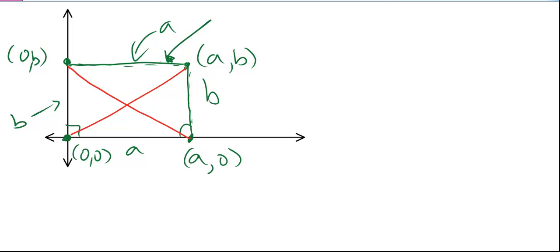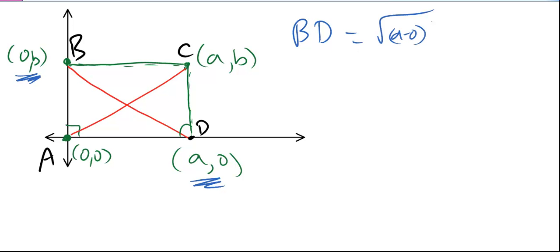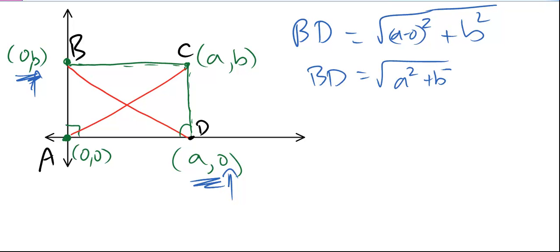So real quick, I'm going to name these points. Let's say I call this point A and B and C and D. And let me get rid of some of these scribbles. Okay, so now I've got my rectangle. All I need to do is find out what is the length of BD. Well, Pythagorean theorem, distance formula, tells me what's the change in x from (0, b) to (a, 0). Well, a minus 0 is a squared, and what's the difference between 0 and b? Well, it's b squared. So the length of BD is the square root of a squared plus b squared.